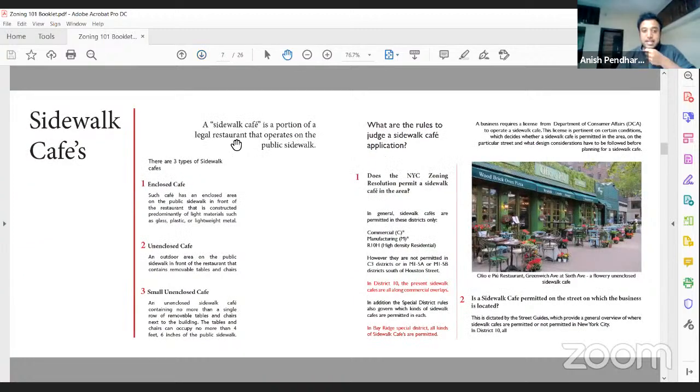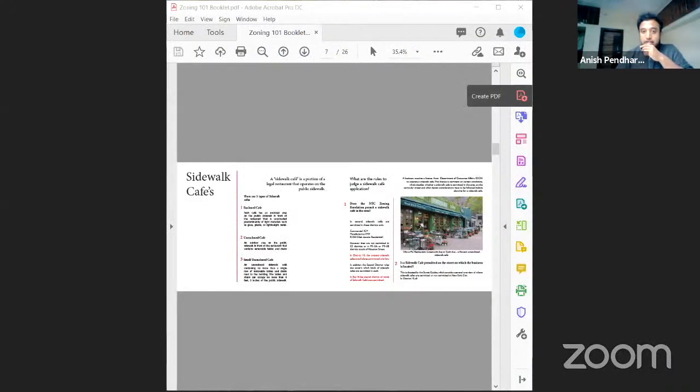And then about the sidewalk cafes: what are the types of sidewalk cafes? What are the rules to judge a sidewalk cafe application? What are the zoning areas in which such cafes are permitted? And then in District 10, where are the present cafes? Is a cafe permitted on the street on which it is located? And just a second.